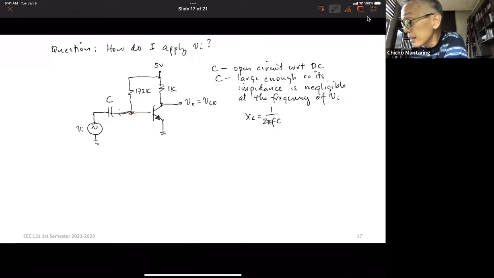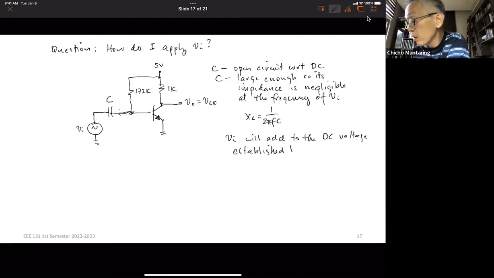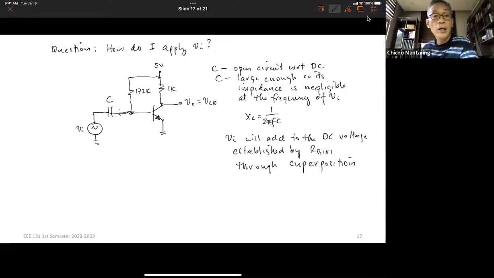So if this is the case, vi will add to the DC voltage established by R bias through superposition. That's how you couple your input to your amplifier. You call this a coupling capacitor. That's what we call a coupling capacitor.